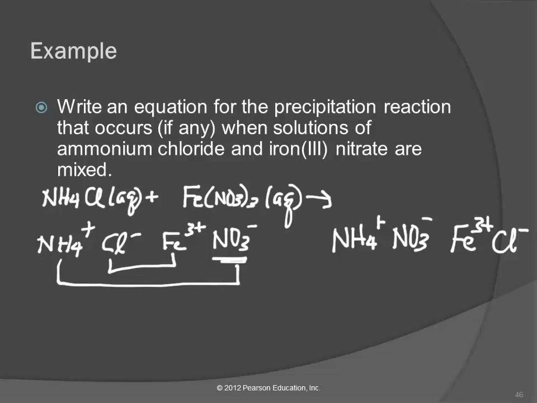So if we look up ammonium and nitrate in the table of solubilities, then we see that both of those ions form soluble compounds with no exceptions. So ammonium nitrate is going to be soluble. If we look up iron and chloride in the table, iron's not listed, but chloride is, and there are some exceptions. Chlorides are mostly soluble. I think it's lead and silver. I think there's one other one, but not iron. Iron chloride is soluble. This is aqueous.